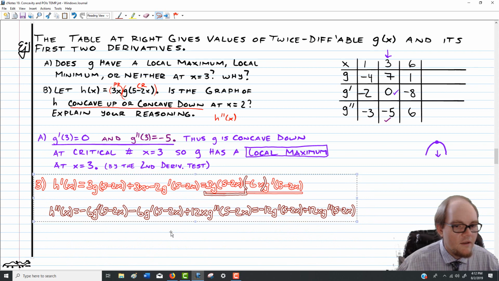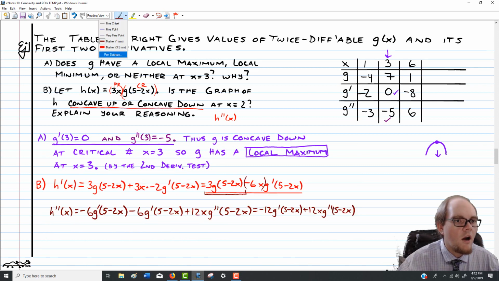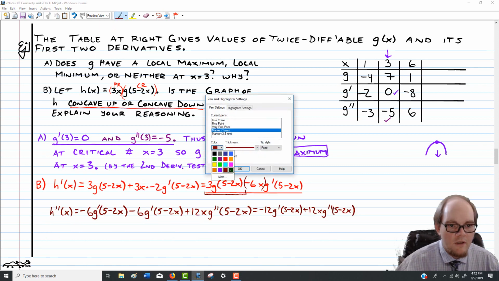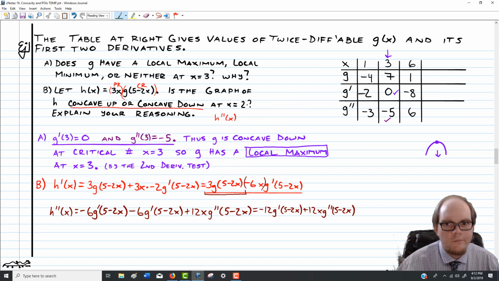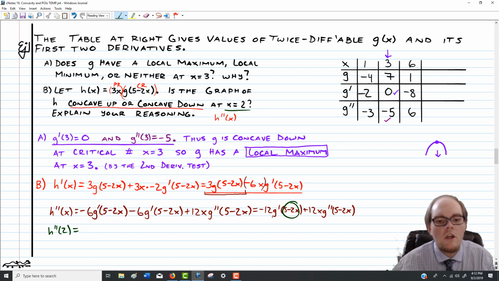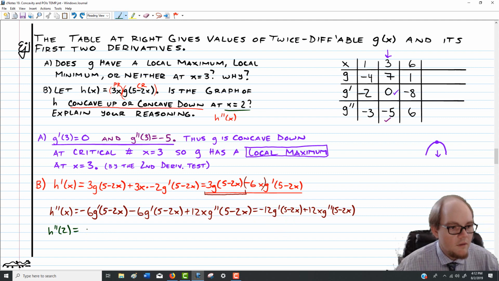Now that we've got the second derivative calculated, our next move is to figure out what is happening at x equals 2. In other words, we want to compute h double prime of 2. Digging in here, if we plug in 2 to the argument, 5 minus 2x, we get 5 minus 2 times 2, which is 5 minus 4, or 1. So we're going to have negative 12 g prime of 1 plus 12 times 2 g double prime of 1.